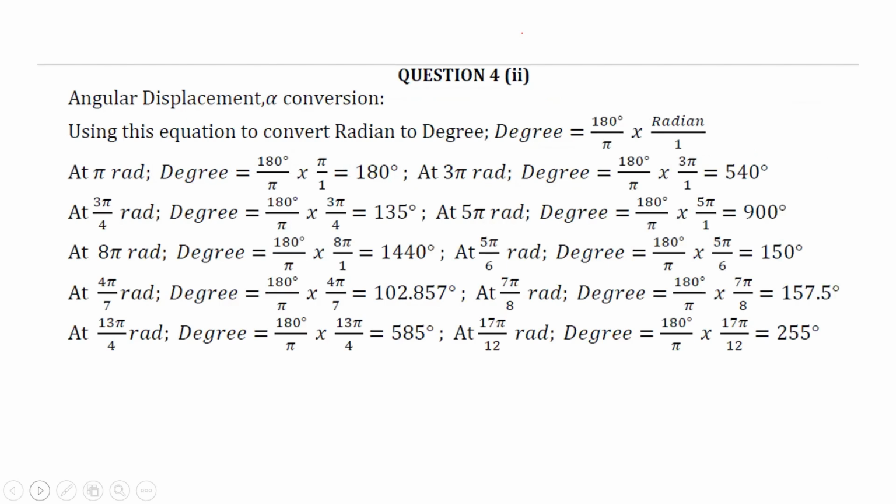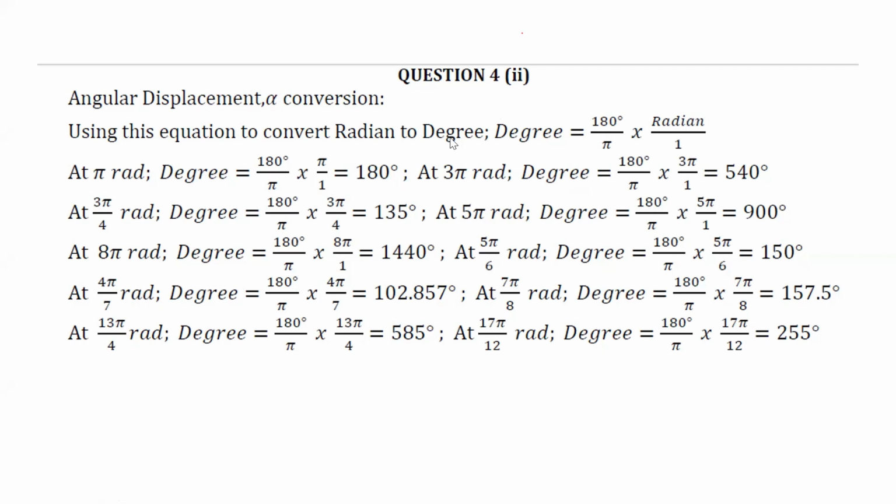So for this other one, we talked about the angular displacement conversion, which is for II. It says convert radian to degree. And this is the formula for converting radian to degree. If you want to get degree, you say 180 degree over pi times radian over 1. This applies to biomedical and P&O. So at pi rad, the degree will be equal to 180 over pi times pi over 1, because the radian we are looking for is pi.